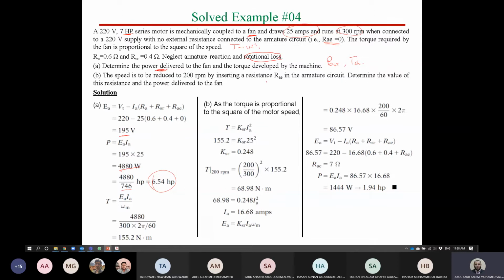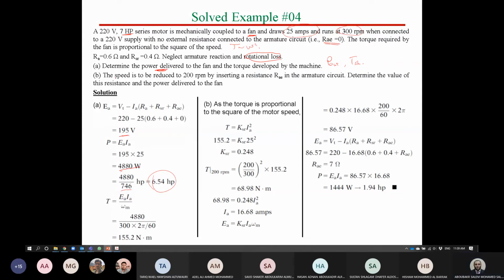We need also to calculate the motor torque, so simply we can divide power in watts, not in horsepower for sure, by the speed. We have the speed of 300 RPM, so multiplying 300 by 2 pi over 60 to get it in radian per second. So the torque developed now is 155 Newton meter.